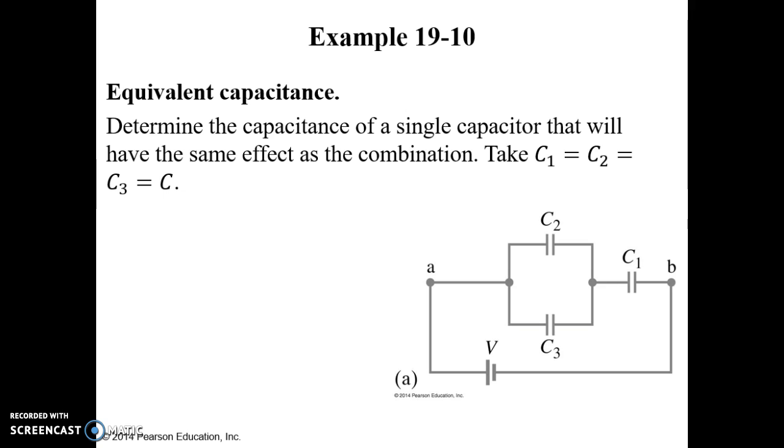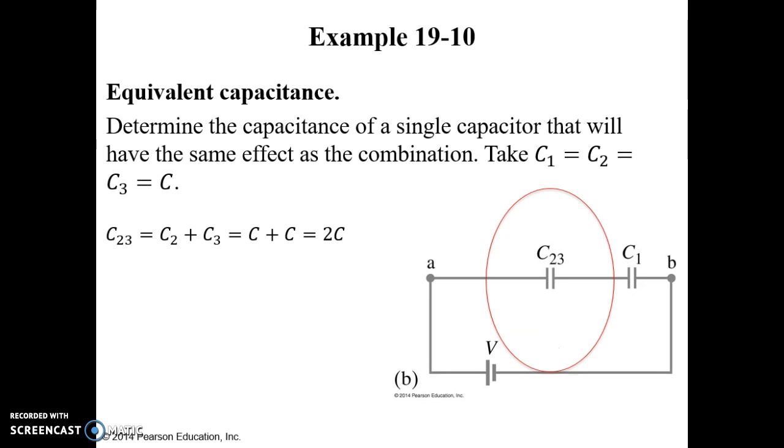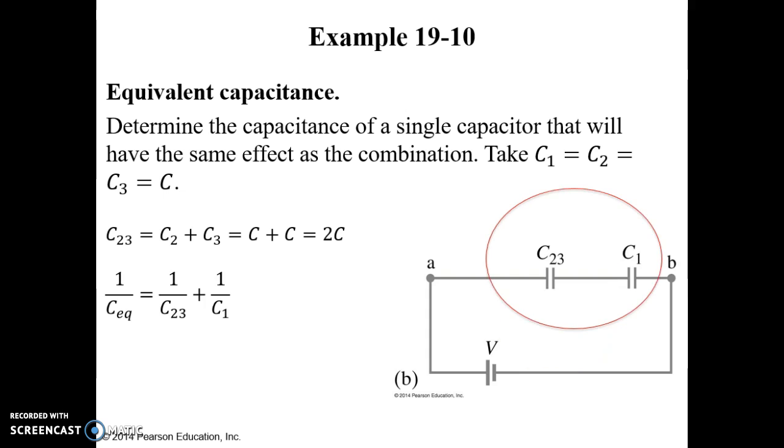Okay, so our first example, we want to determine the capacitance of a single capacitor that will have the same effect as a combination. Take C1 equals C2 equals C3, which equals C. The first step would be to combine C2 and C3, but remember to use this equation. Since both values are the same, C23 equals 2C. Our circuit is reduced, and now we can combine the two capacitors in series.